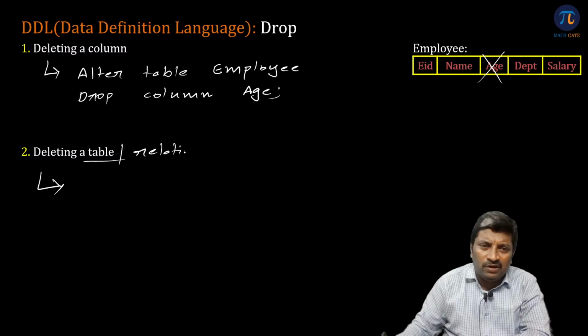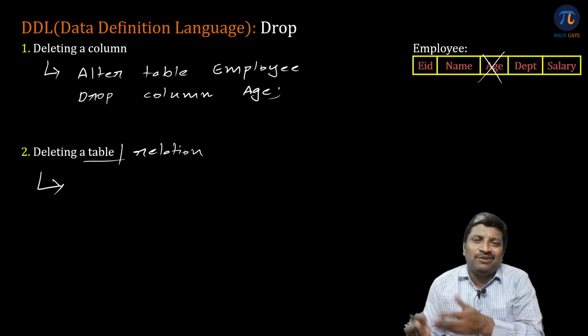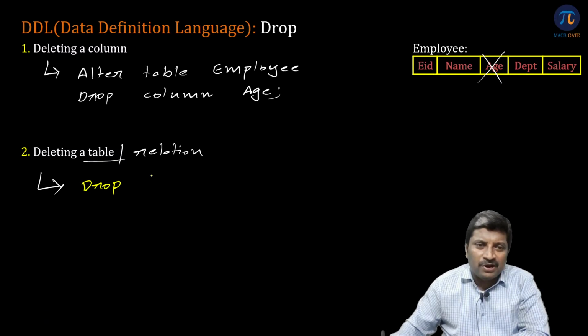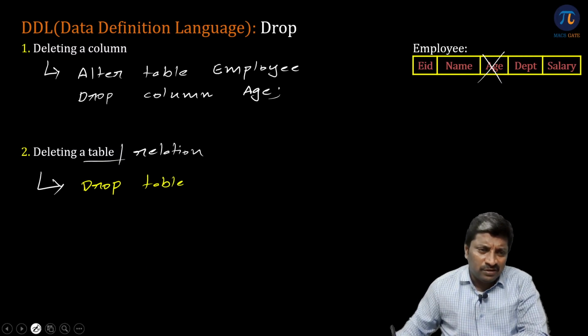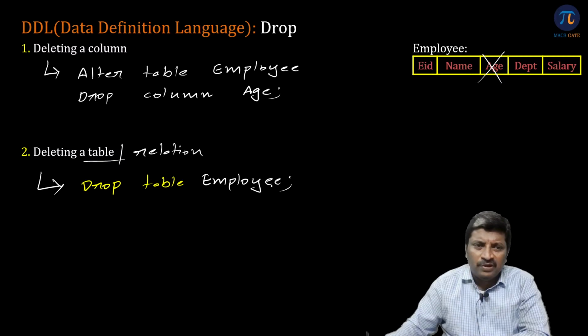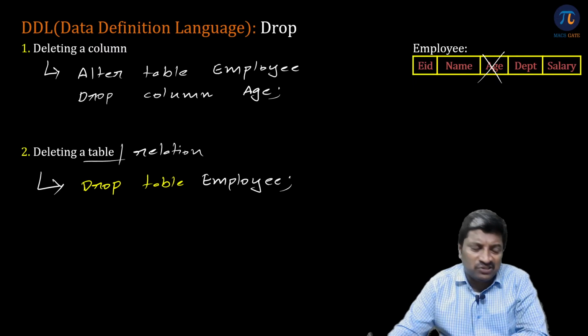When you delete a relation, the data will be also lost, sir. So of course, when our relation is not there, how can I have data, sir? It's not possible, right? So drop table or view. If it is a view, we will write view, sir. So drop table. What is the table name, sir? Employee. Right? Drop table employee. So this is the way we can delete the columns as well as the relations.